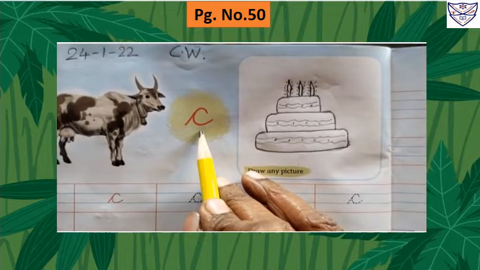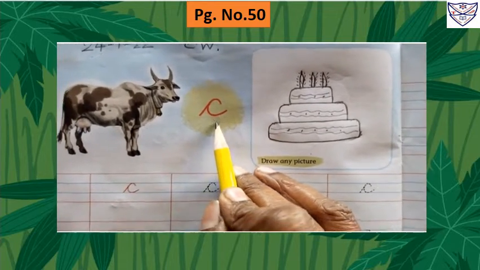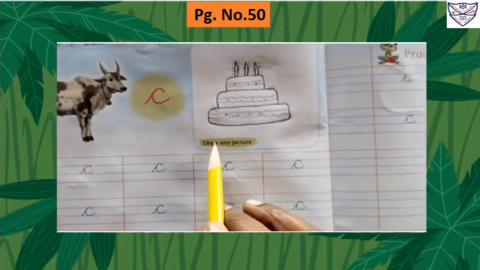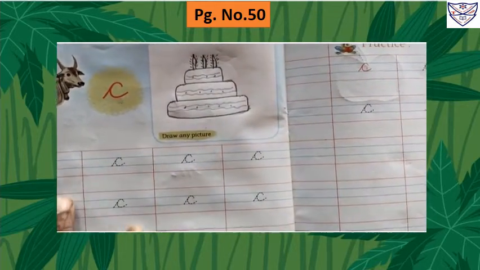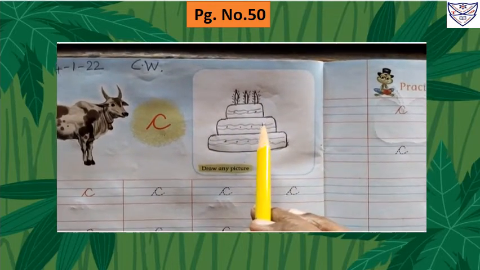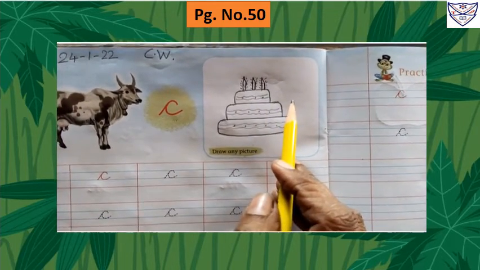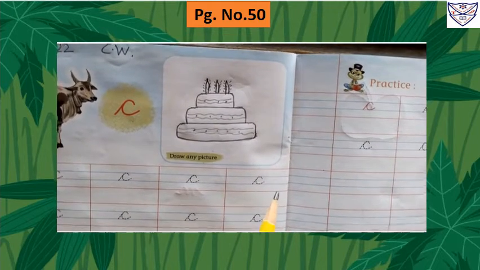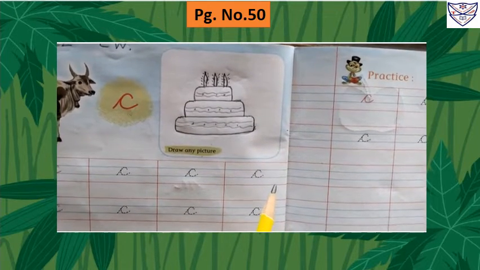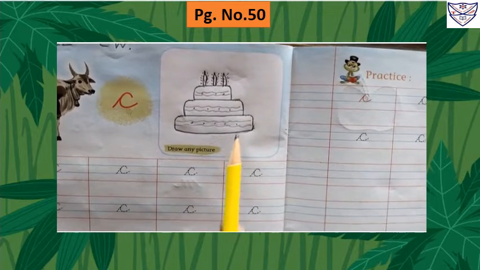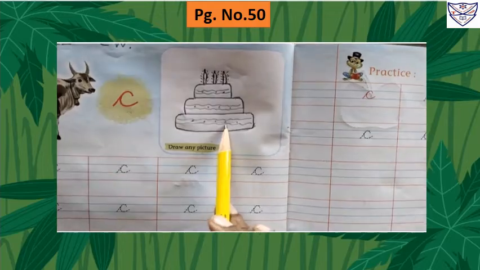Which alphabet is this? This is small cursive C. C for cow. Draw any picture. You can draw any picture in this box, like C for cat, C for carrot, C for cup, C for cake, etc. I have drawn here C for cake.